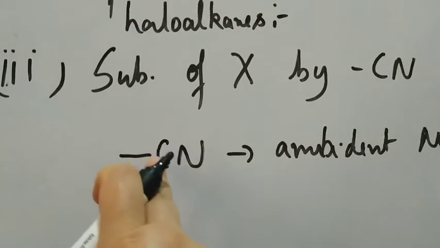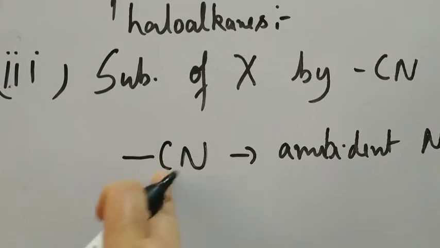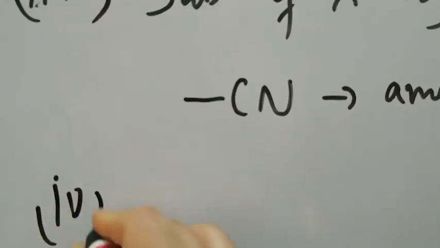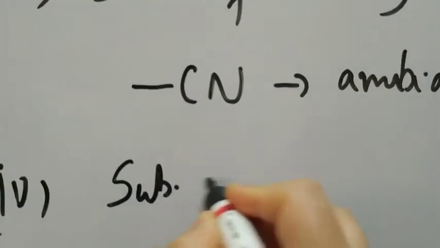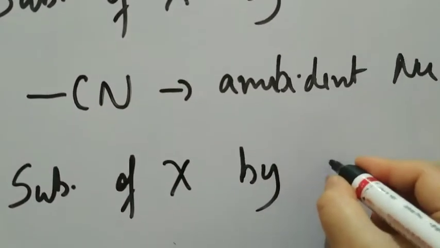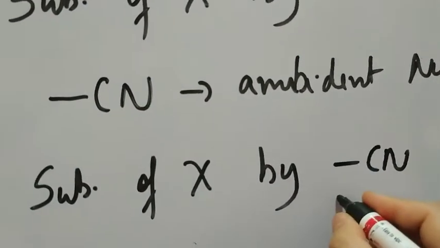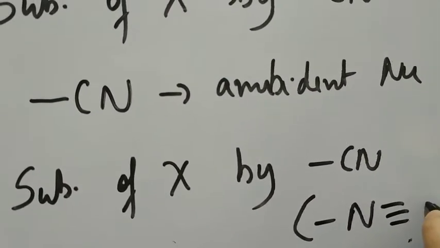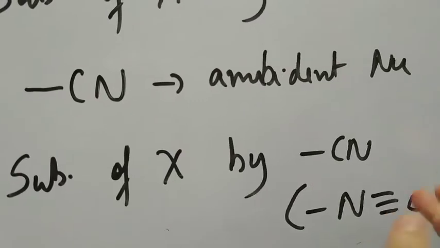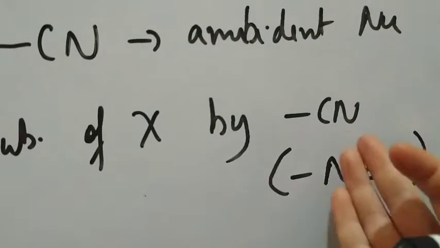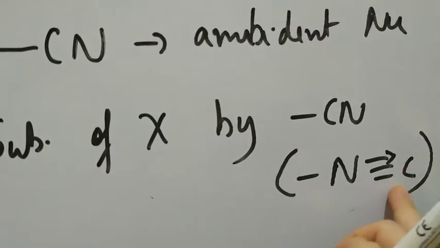In this case also, it can form a bond using carbon. It can form a bond using nitrogen. So the fourth one, we'll take it as substitution of X, again by cyano, but as what? As this, N triple bond C. Actually, there is a coordinate bond in this. That is the structure of CN. We'll not go into the details of that.